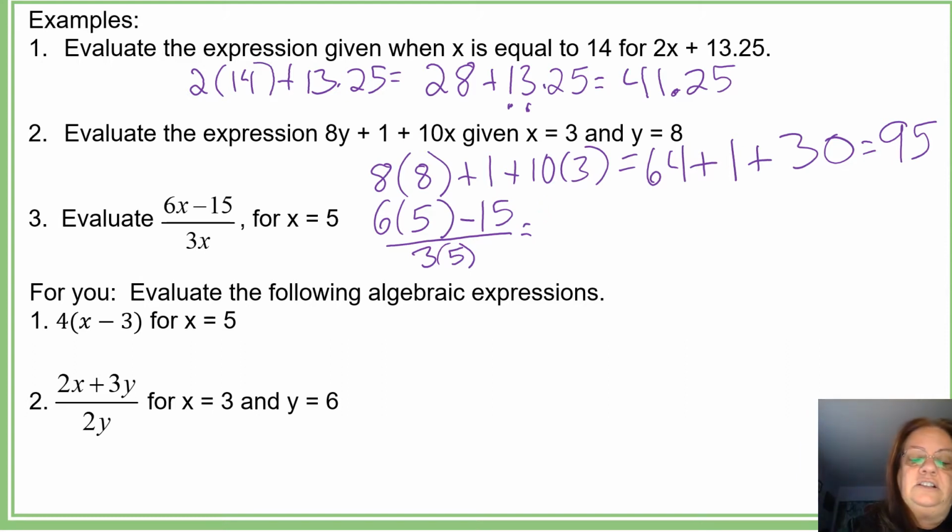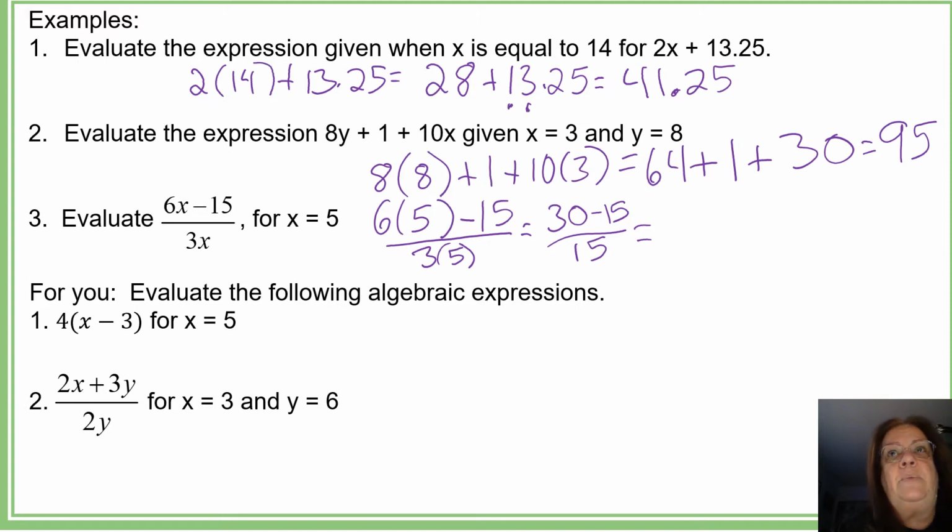Okay, 30 does not start with a 1. 30 minus 15. 3 times 5 is 15. Absolutely, I am not ready to cross anything off, so I can't do that yet. I know a lot of you are looking at those two 15s and thinking, ooh, I can cross those off and the answer is 30. No, we cannot cross them off.